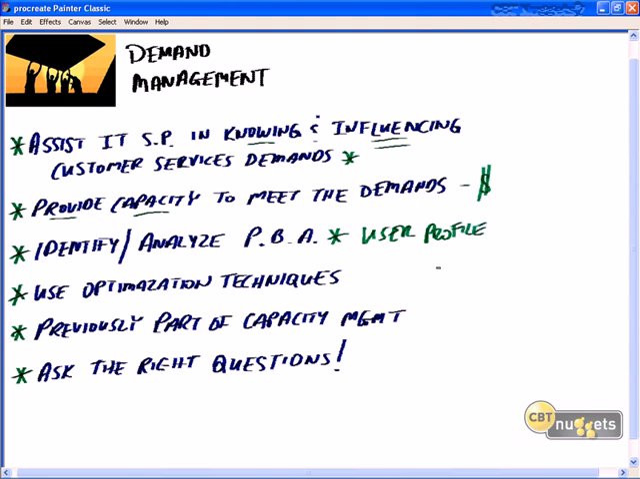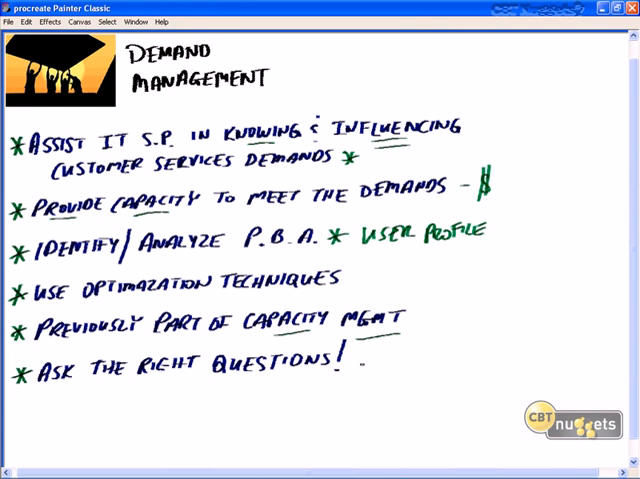By the way, this demand management previously, in ITIL version 2 and early on in the version 3 process, was part of what we called capacity management. So part of capacity management was asking the right questions, and it goes along with demand management. Are we dealing with a healthcare organization?